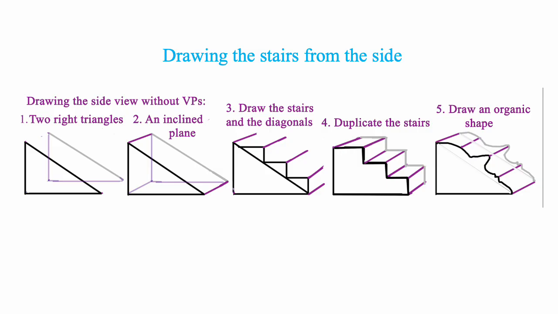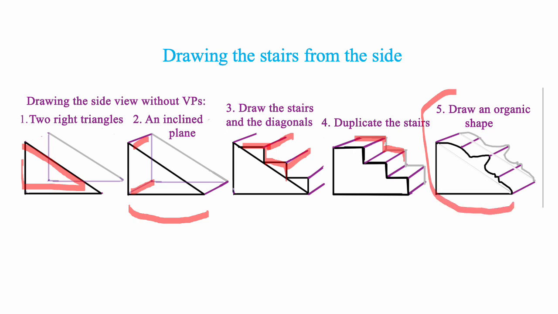You could also draw stairs without a vanishing point by drawing a triangular prism. To do that, start with two right triangles. Then connect them with these diagonal lines to form the inclined plane. Then draw true horizontal and vertical lines and the diagonals from each, and duplicate the stairs in the back. You can use this approach to draw a symmetrical organic shape.